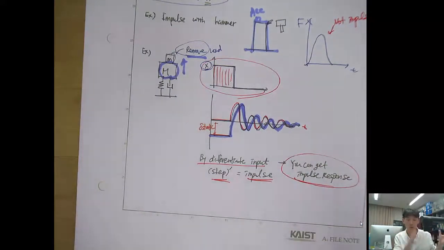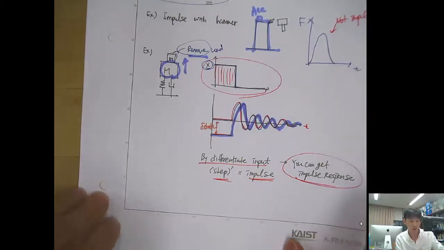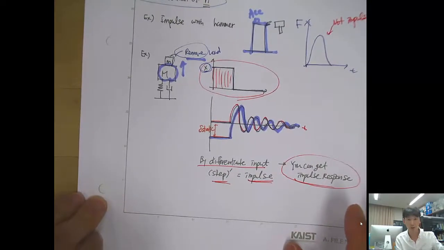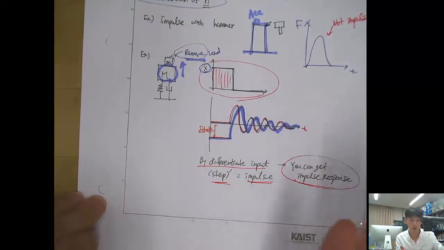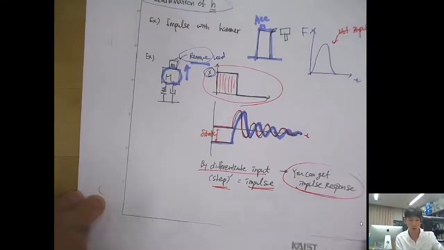So you can see because its first order of derivative is shifted by half a period, like cosine and sine. When it's the cosine, when you differentiate, it becomes the sine. Okay.